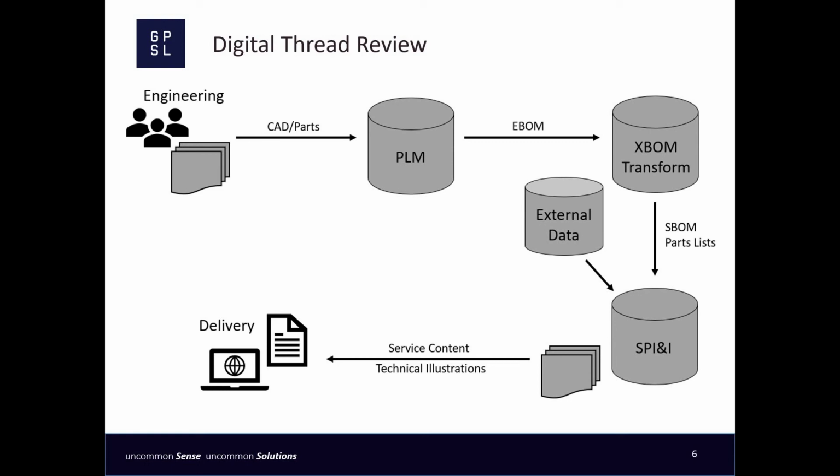So when a change occurs in the engineering data, that trickles down the digital thread all the way to the content being delivered in the field. This connection and associativity between the data, this digital thread, is what allows us to use the impact analysis report to see how far engineering changes ripple downstream.